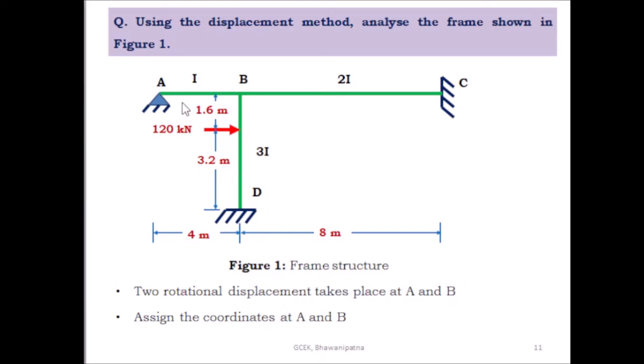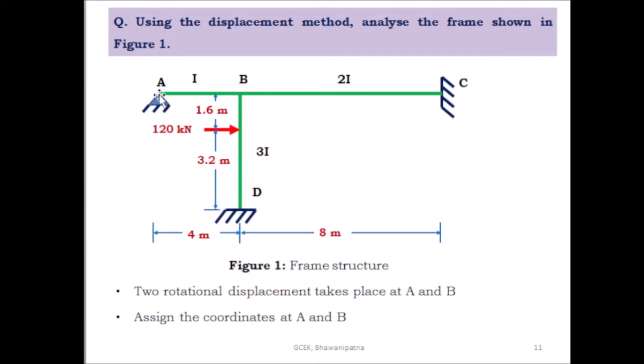The moment of inertia for AB, BC and BD is given. For AB the moment of inertia is I, for BC it is 2I, and for BD it is 3I. So here you see at joint C, due to the fixed end, no displacement takes place, and at joint D also, due to the fixed end, no displacement takes place. This is restraint against the three displacement components, that is vertical, horizontal and rotational. So there is no displacement at C and D.